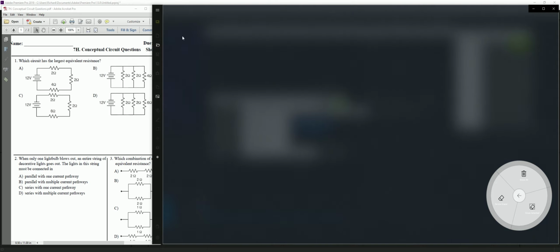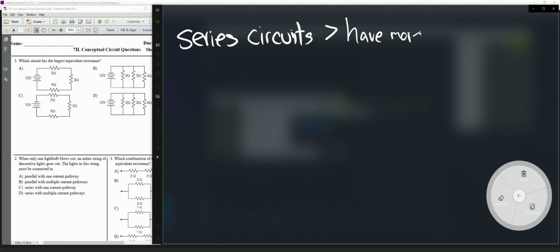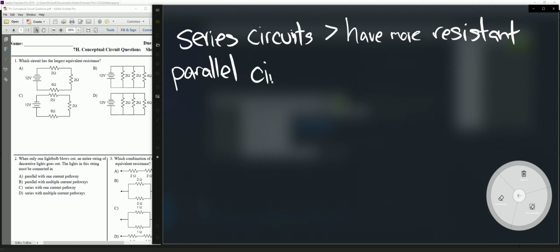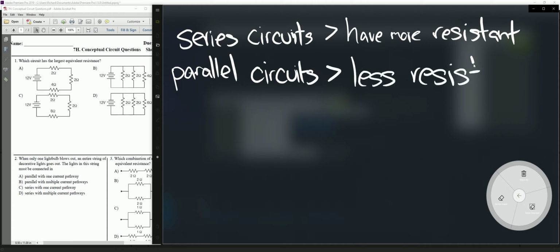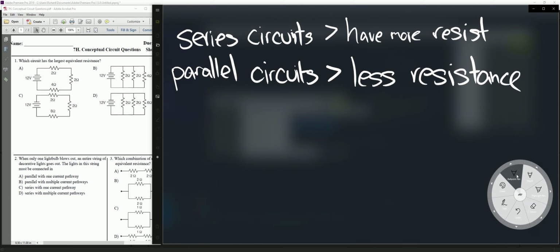So here's one thing you want to remember when you're looking at these problems: series circuits usually have more resistance, and parallel circuits have less resistance.